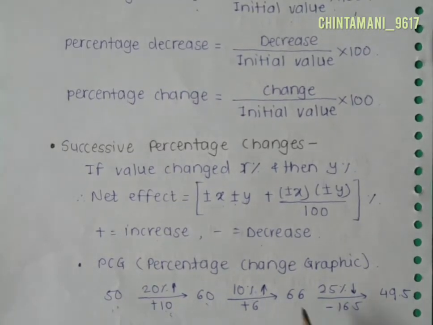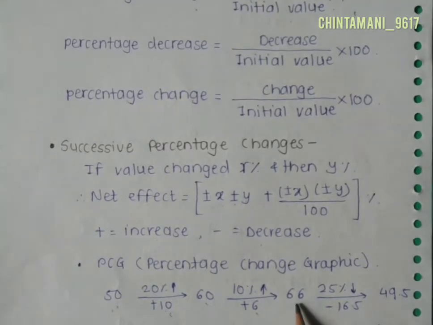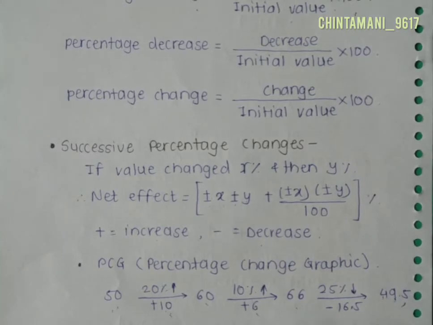Again the 10% is an increase, so plus 6, that is 66. Again the 25% is a decrease. So how can we write that? Minus 16.5. So the final answer will be 49.5. You can use this method or that method, whichever is easy and saves time for you.